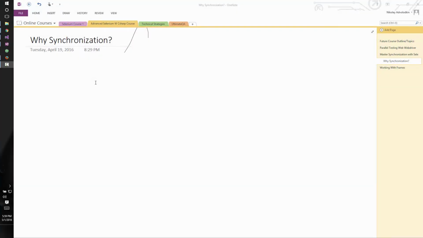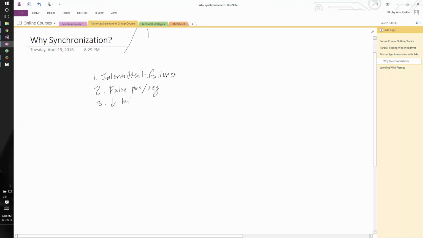Okay, awesome. So let's go ahead and do a quick recap of everything that you all have learned so that it's better sustained inside of your memory. So we began this course by understanding why synchronization is important, right? And there were several points of why synchronization is important: it leads to intermittent test failures, it leads to false positives and negatives, and it leads to slower test execution time. So all of these kind of make your tests seem flaky.